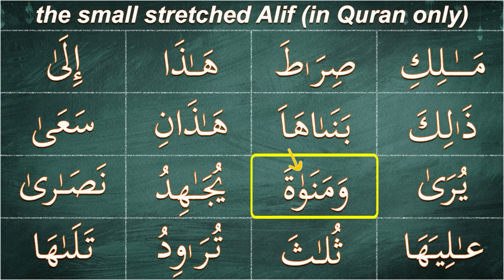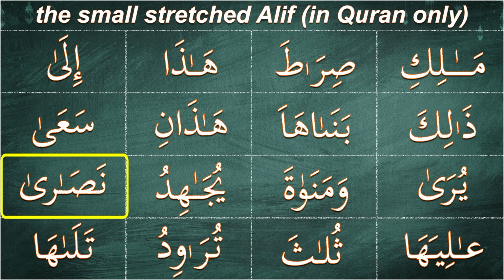Next one, you will see the alif written above a vowel, and as we said, we only pronounce the above letter. So we say ومناته. The next one. يجاهد. The next one. نصارى.